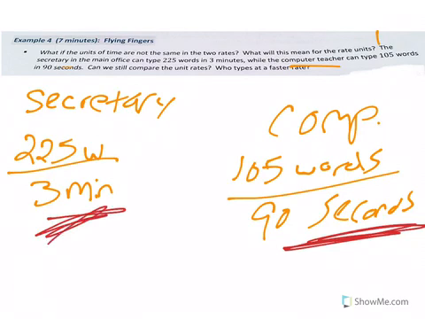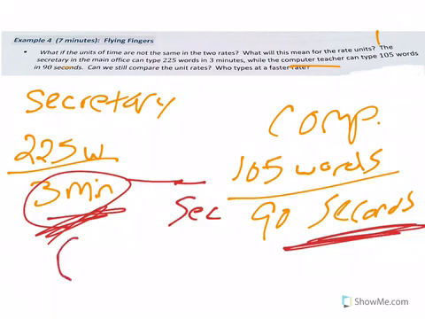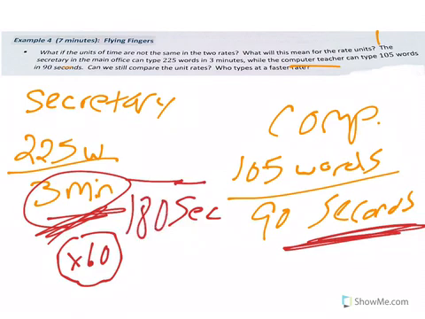Well, what can we do? Well, here's what we can do. We know that the secretary types 225 in 3 minutes, so we can convert minutes into seconds, right? 3 minutes, I know there's 60 seconds in a minute, so in 3 minutes, it would be 3 times 60, which is going to give us 180 seconds. If we do this down here, then we've got to do this up here, right?